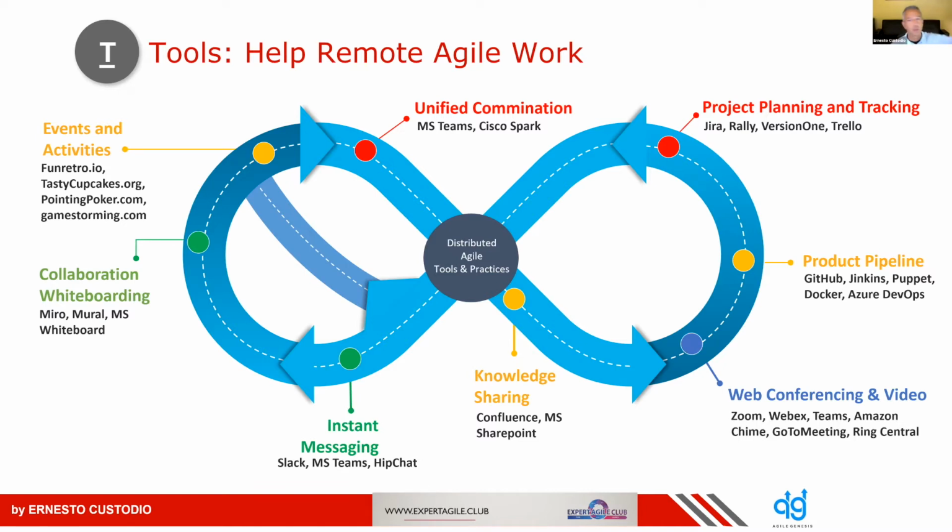Project planning, we all love Jira. Rally, great tools. VersionOne, Trello. Don't need to go into those. I think you're covered in that. But then your product pipeline, GitHub. If you're dealing with software, you might be dealing with other types of product development. But in the software arena, it's very important to have some of these pipelines. Microsoft Azure DevOps is becoming more and more common. I am seeing it across organizations as I go in, also for the project planning and tracking aspect of it. So combining those two into one.